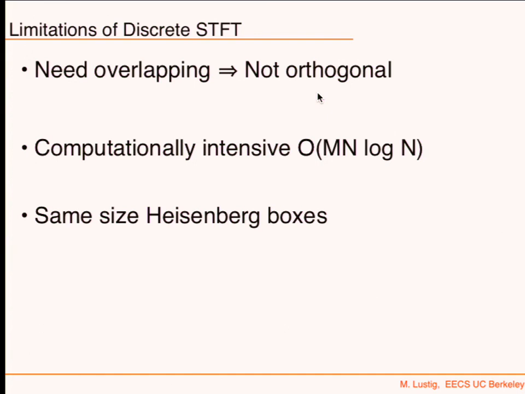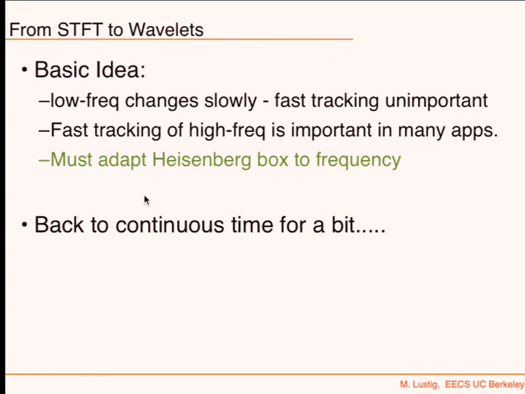Yeah, absolutely. It is more computationally intensive to do this. The computation is m n times log n, so depending on how many overlaps you're going to do, right? So you do more DFTs than necessary. But the thing is, you also get the same Heisenberg box sizes all the time, right? It's just the same size. And so what we want to do maybe is try to think of something different. And here's the idea. The basic idea that people have realized is that if you have something that changes slowly, you don't need to track it in time very well, because it's going to change slowly in natural signals. Okay? If you have some low frequency stuff going on, I don't necessarily need to track it very fast over time. But I want to be able to have better spectral resolution there.